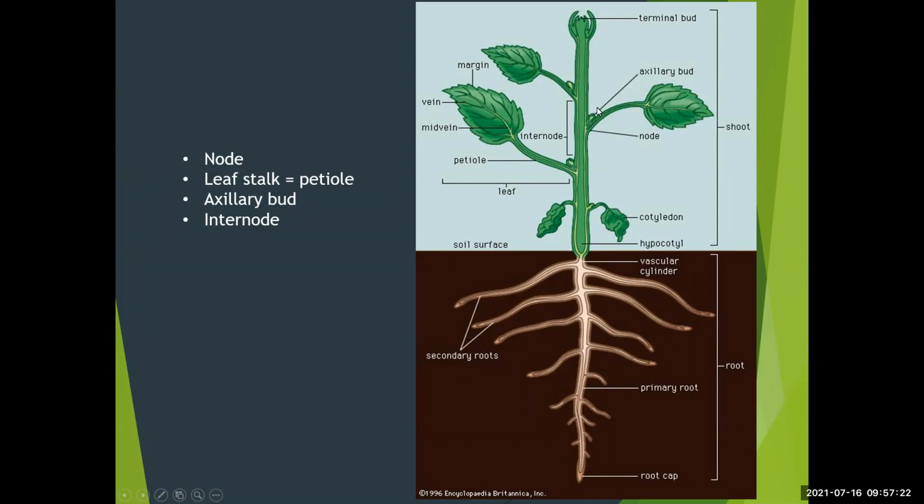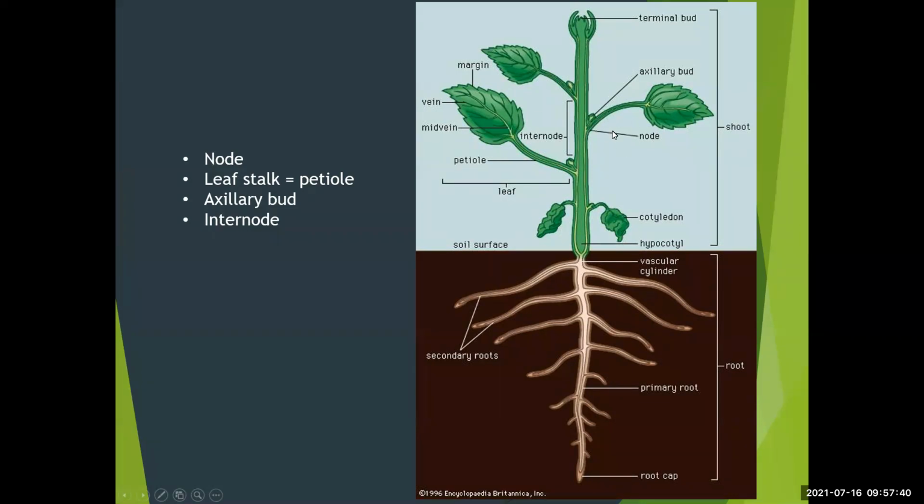That leaf, and where the stalk comes off, will form an angle, which is called the axil. This space between the stalk of the leaf and the stem is called the axil. And within that, you'll have an axillary bud being formed.